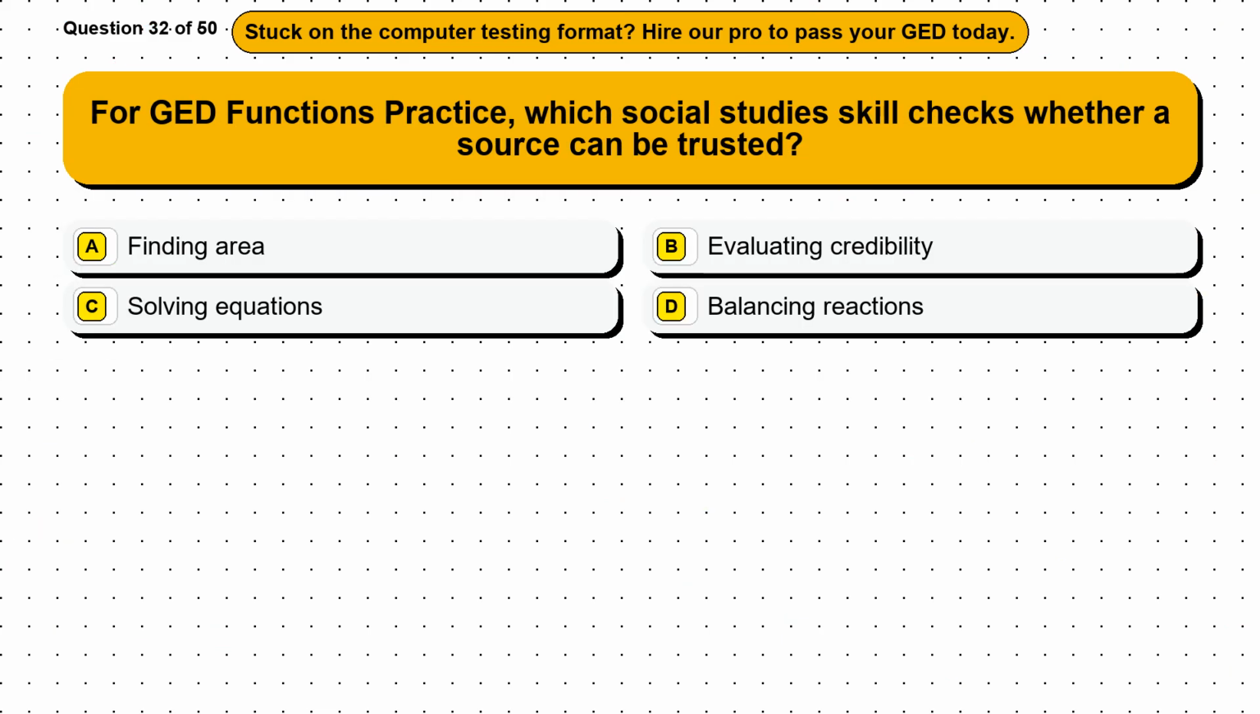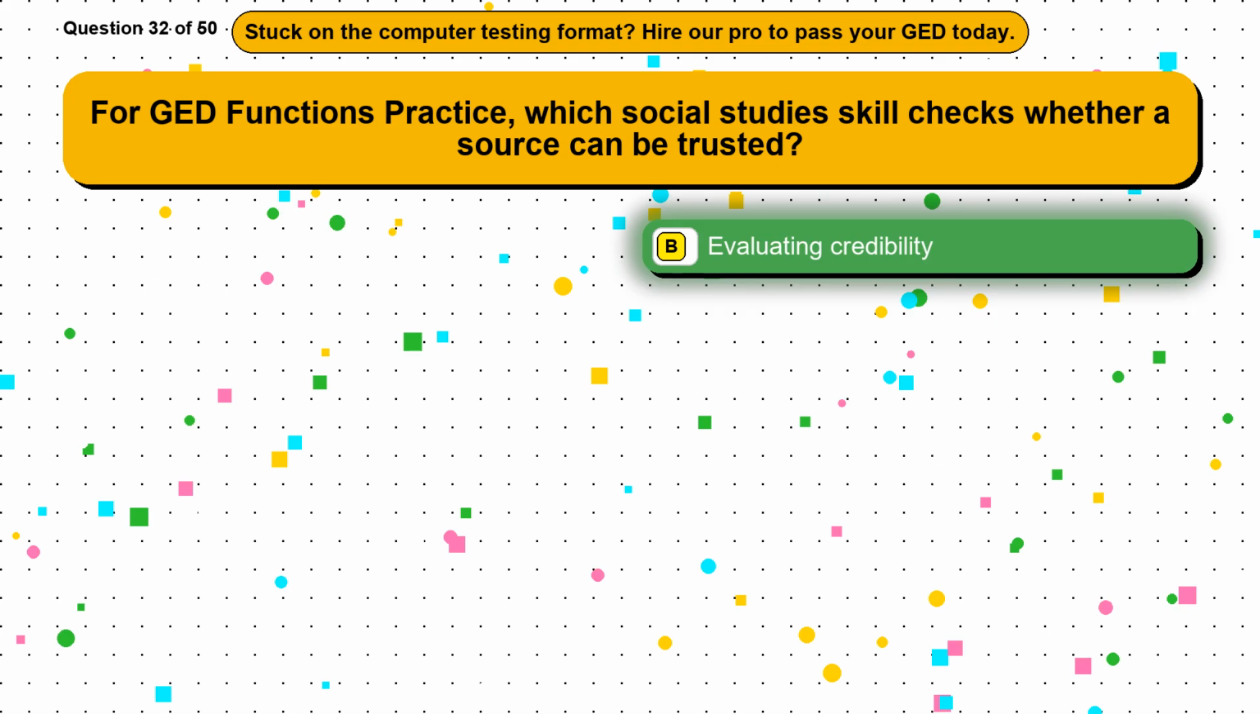Question 32. For GED Functions Practice, which social studies skill checks whether a source can be trusted? Option A, finding area. Option B, evaluating credibility. Option C, solving equations. Option D, balancing reactions. The correct answer is option B.